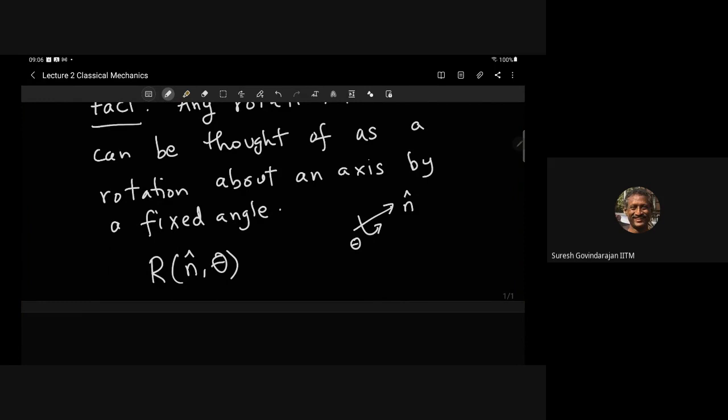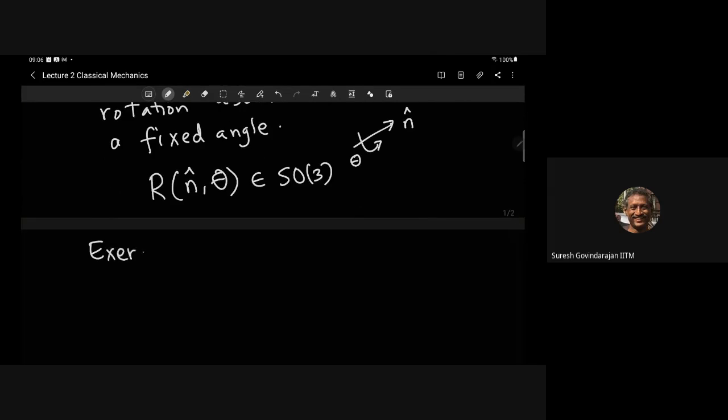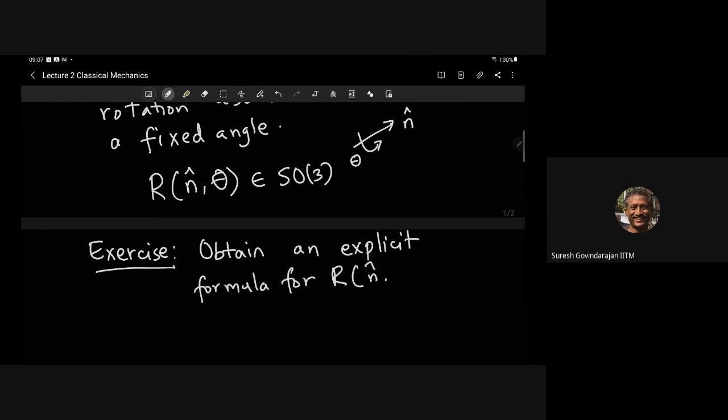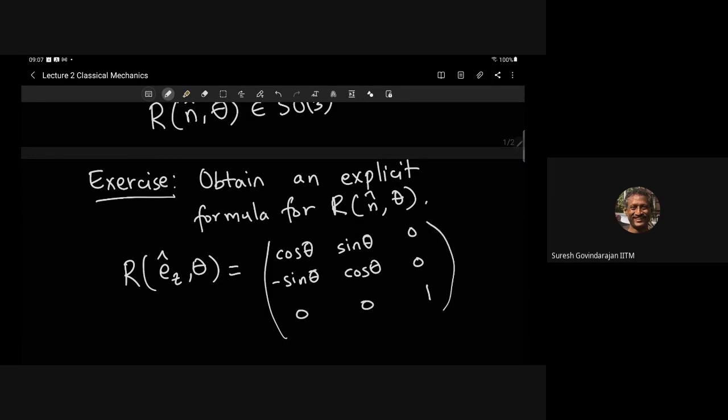Okay, so this belongs to SO(3). An exercise which will probably be there: I'll give only one example, say the z-axis, rotation about the z-axis by angle theta. This you can check very easily. This we know. This is an example.